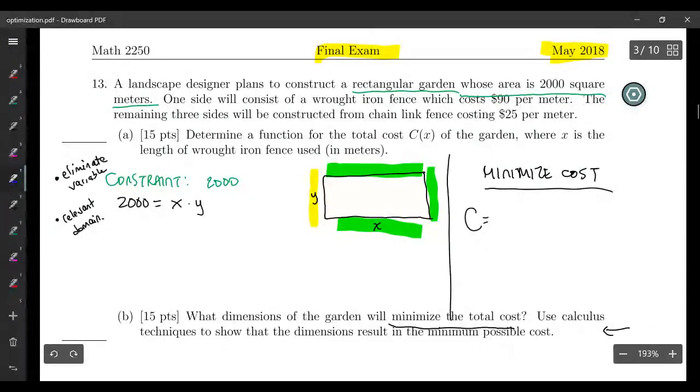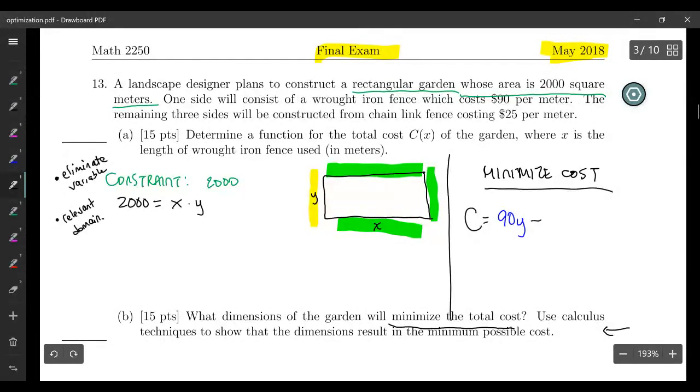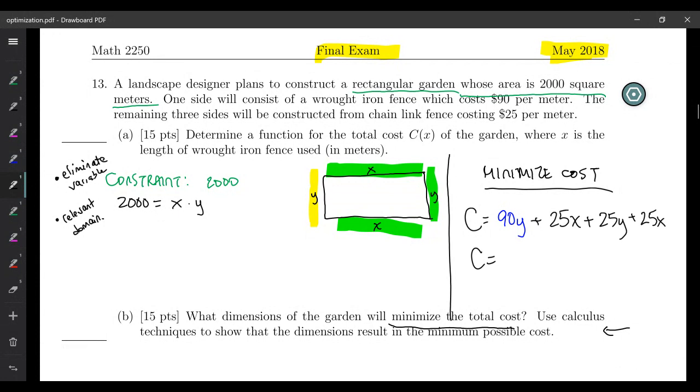All right, so my cost function will be 90y, right? That's my expensive side. Then 25x, 25y, and then another 25x. So all in all, 90 plus 25 would be 115y plus 50x.